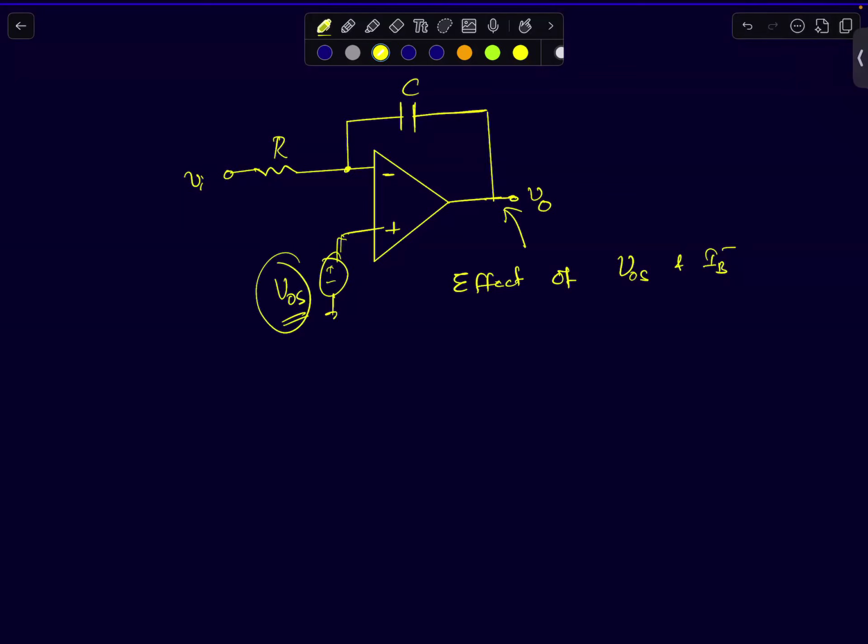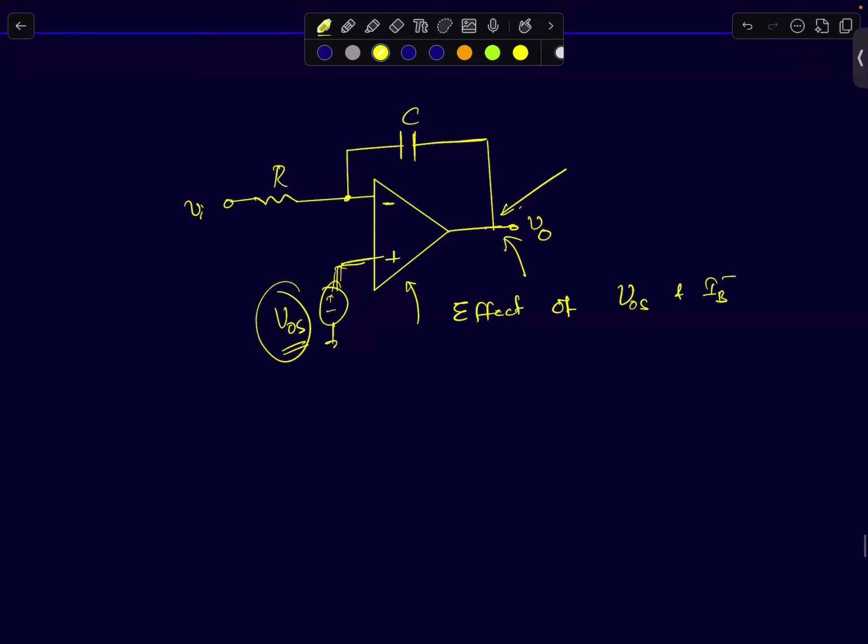If you apply a fixed DC voltage to an integrator circuit like this at the positive terminal, what do you think will happen? Assume this op-amp is ideal. What do you think will happen at this point? Positive, it's a positive terminal. Yeah, it is amplified by how much? See, what happens at DC? I'm asking you this to keep in mind. V offset is like a DC signal. What happens to the capacitor? It acts like an open circuit.